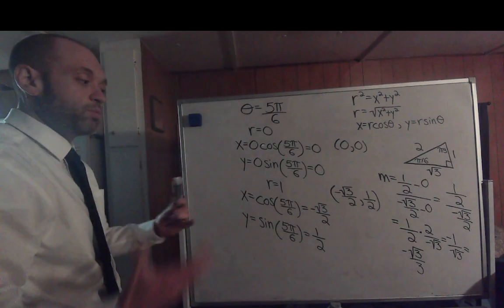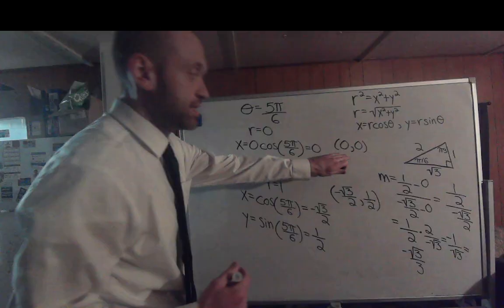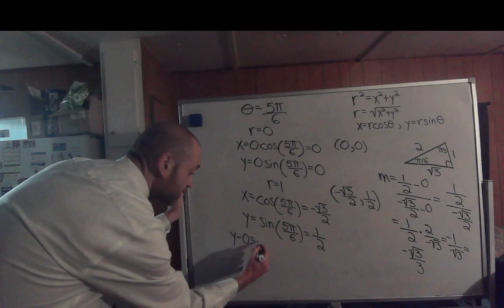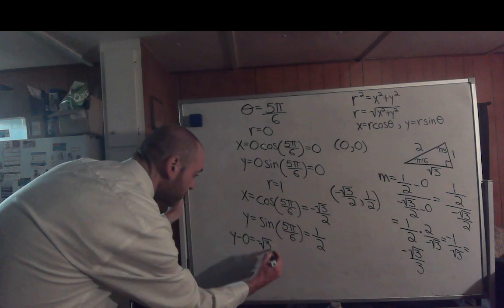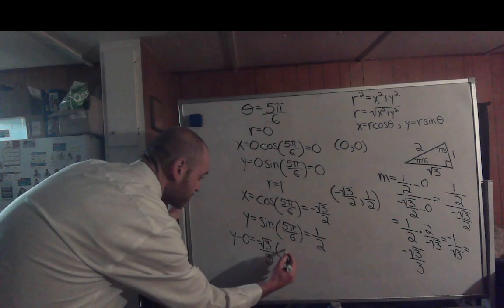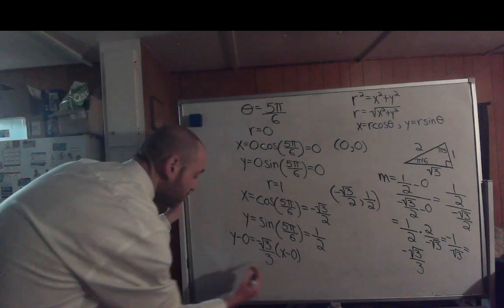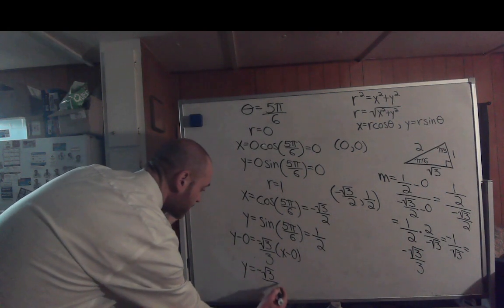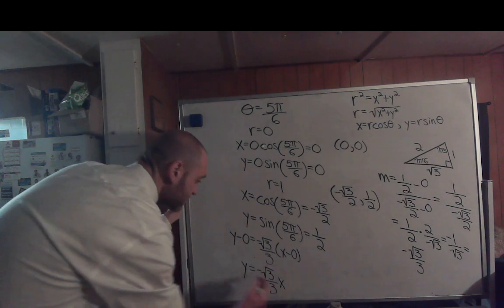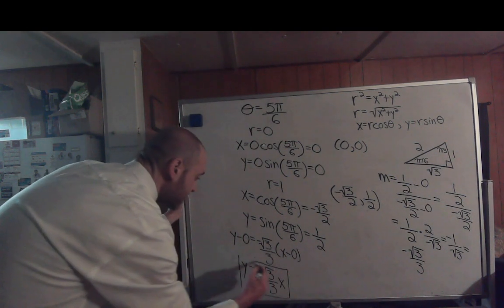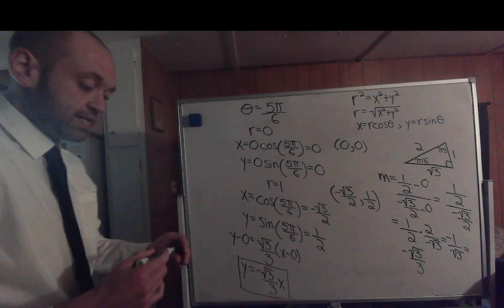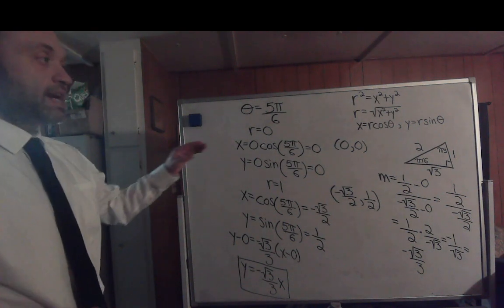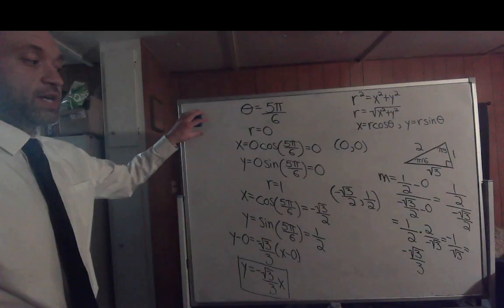Now that we have the slope, we can find the line. Let's pick the point 0, 0. So y minus 0 equals that negative square root of 3 over 3 times the quantity x minus 0, which would just give you y equals negative square root of 3 over 3 times x. And that would be this exact same equation, only in rectangular form, and you get a line. So that's how you would approach angular equations.